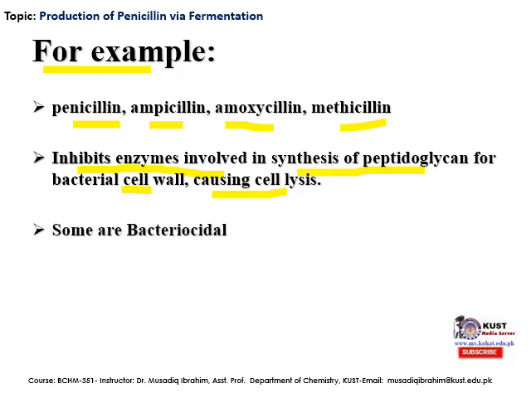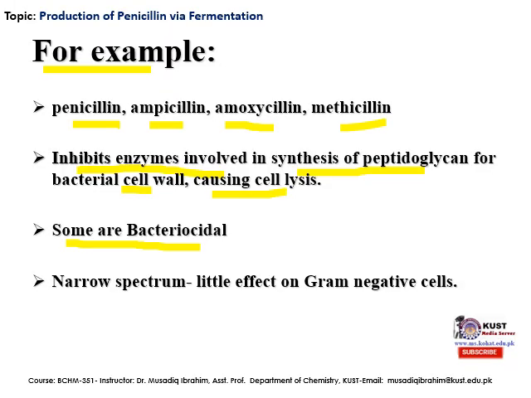Some of the antibiotics are bactericidal. So there are two types of antibiotics. One are bactericidal, which means that they kill the bacteria, and the other ones are bacteriostatic, which means that those antibiotics stop the growth of the bacterial cell.